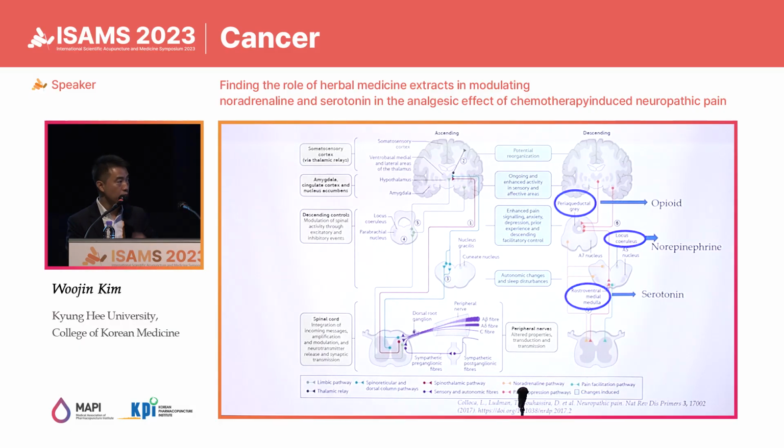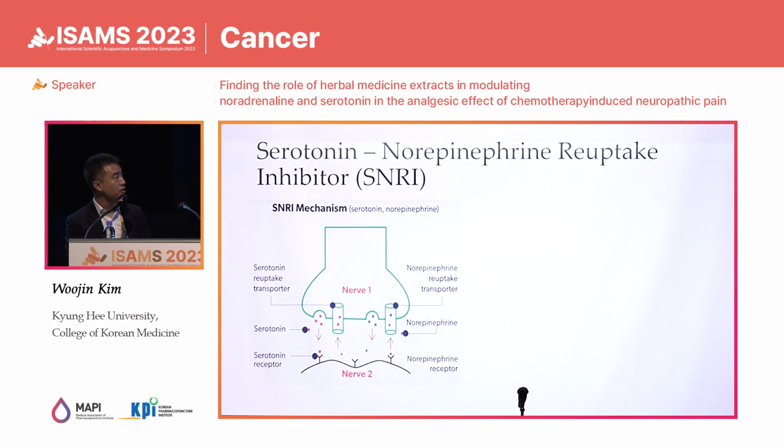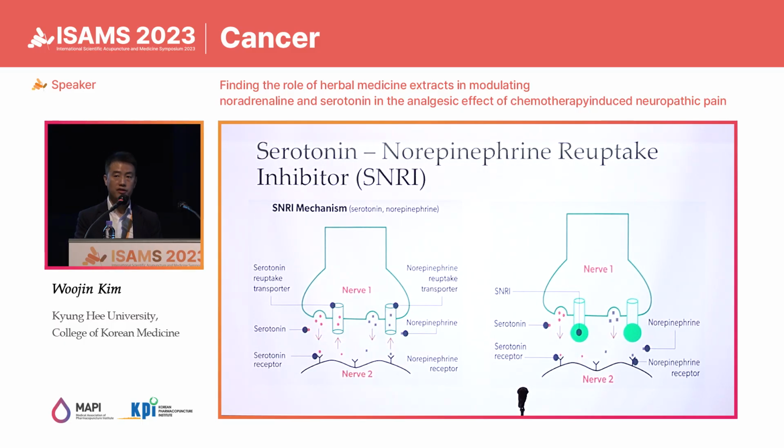So you have norepinephrine and serotonin, and duloxetine, which is also a norepinephrine and serotonin reuptake inhibitor. Normally, physiologically, our nerve synthesizes norepinephrine and serotonin and releases these neurotransmitters in the synaptic cleft. But when you have an SNRI, serotonin norepinephrine reuptake inhibitor, the serotonin and norepinephrine reuptake is inhibited, and so you have more serotonin and norepinephrine in the synaptic cleft, which can act for a longer period.